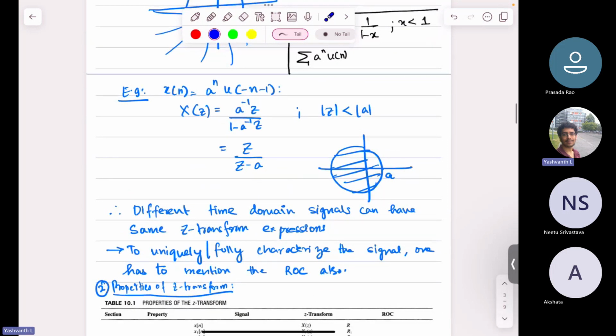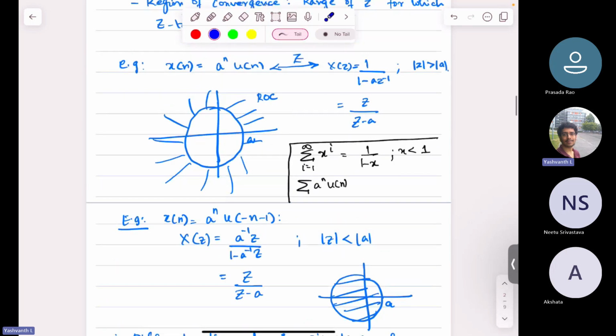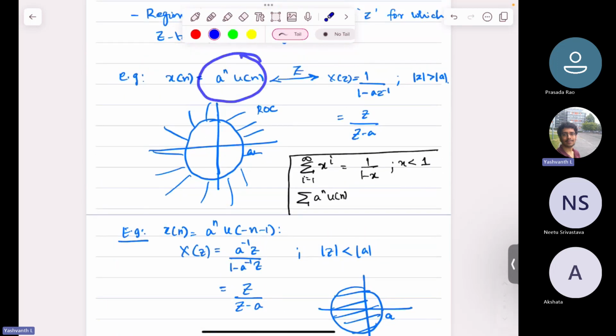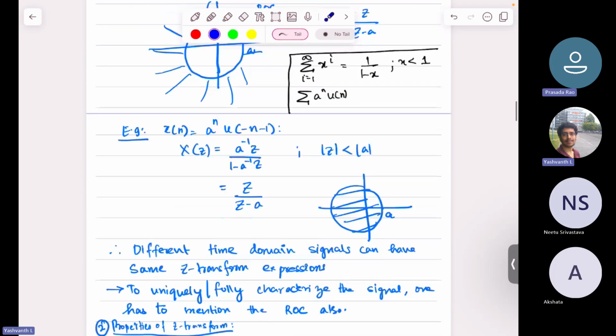Similar to the Laplace transform, if you recall, there also we had the same thing, a power n times u of n, and similarly the left-hand signal. We saw that both gave rise to the same Laplace transform, but their ROCs were different. So the same thing is applicable to the Z transform also.